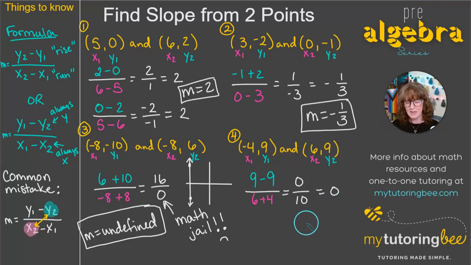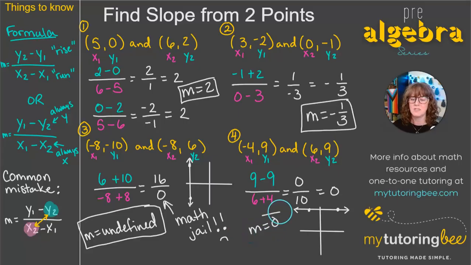And hopefully, again, if we kind of visualize where these points are on our coordinate grid, negative 4, 9 would be something like this. Positive 6, 9 would be something like this. And so then we do have that horizontal line. And whenever we have a horizontal line, that is going to be a slope of 0.